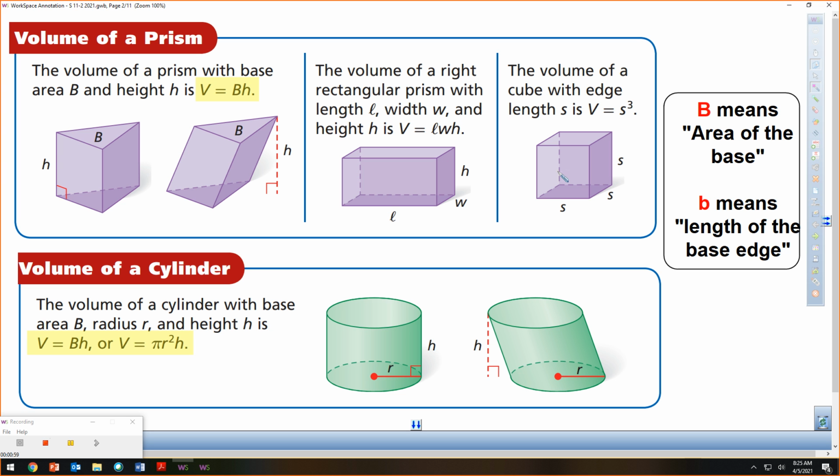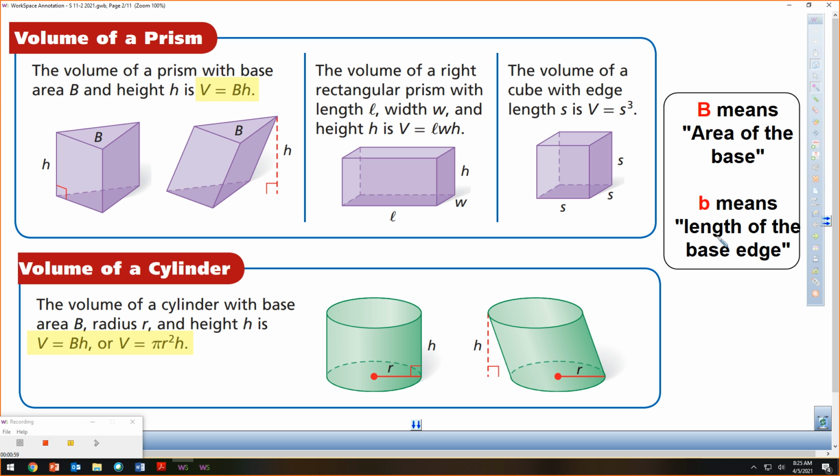In a cube, you can just take side squared. So you take any side length that you have and cube it. I mean, not squared, cubed. So volume of a cube would be side cubed. Okay. Next we have little b, which means the length of a base edge. Okay, so that's going to be something that you need to remember for your area of the base.